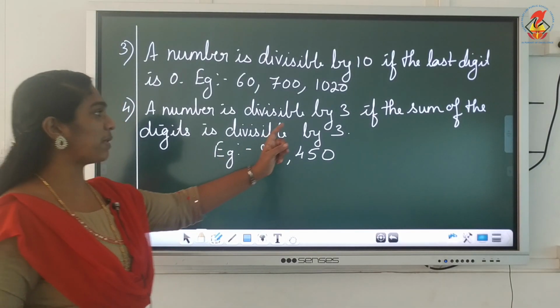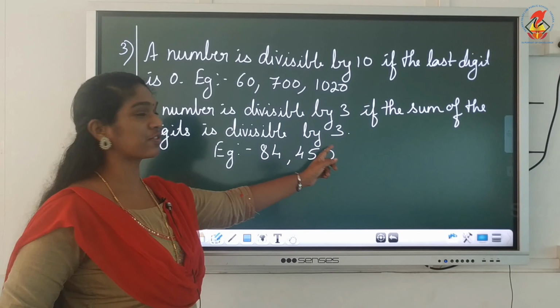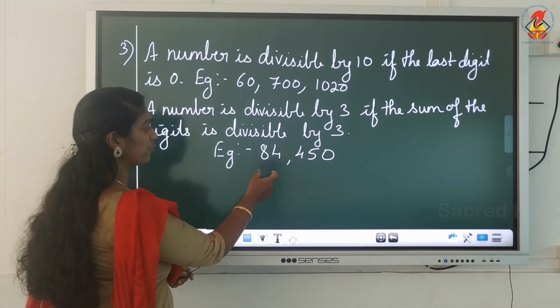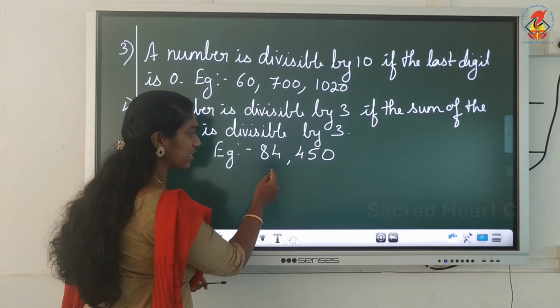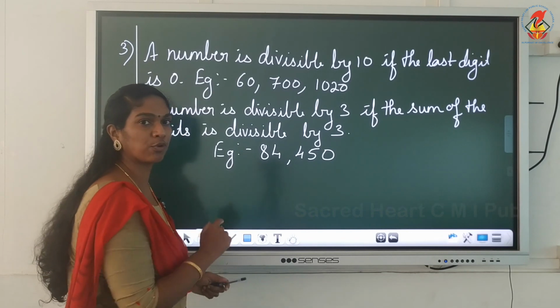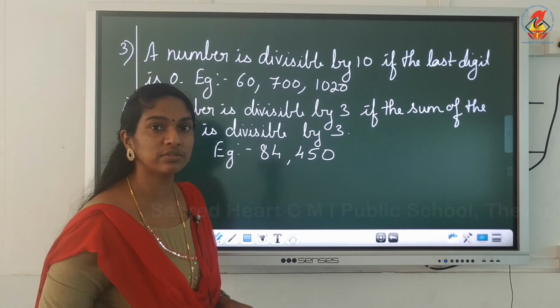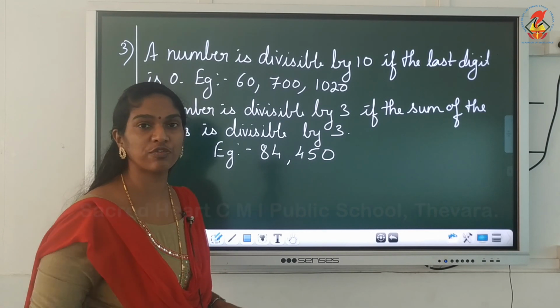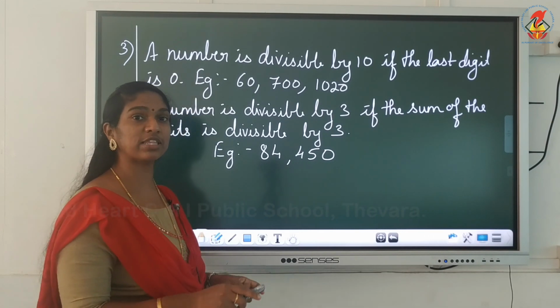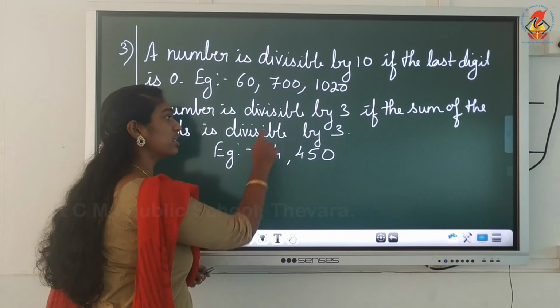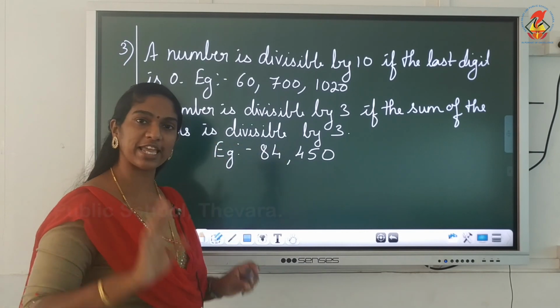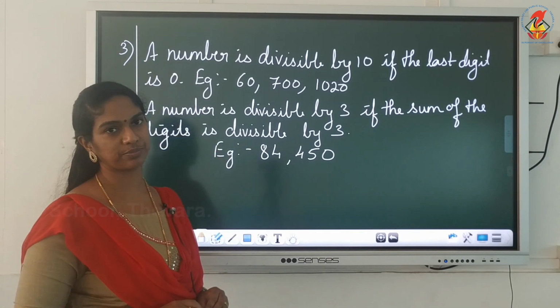A number is divisible by 3 if the sum of the digits is divisible by 3. That is, when I give you a number, you add the digits. Now 84. 8 plus 4. What is 8 plus 4? 12. Is 12 coming in 3's table? Yes, we know 3 4s are 12, right? So 12 is coming in 3's table. That means 84 is also coming in 3's table. That is, 84 is divisible by 3.